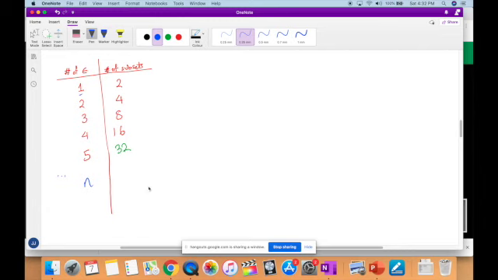Right, so your homework is this. Come up with a formula, because I'm noticing a pattern here. When I have one element in the set, two subsets can be formed. If I have 2 elements, 4 subsets can be formed. If I have 3 elements, 8 subsets. If I have 4 elements, 16 subsets. If I have 5 elements, 32 subsets can be formed.